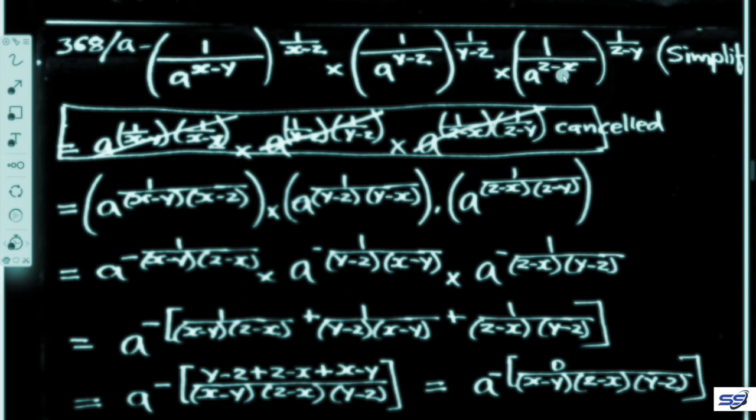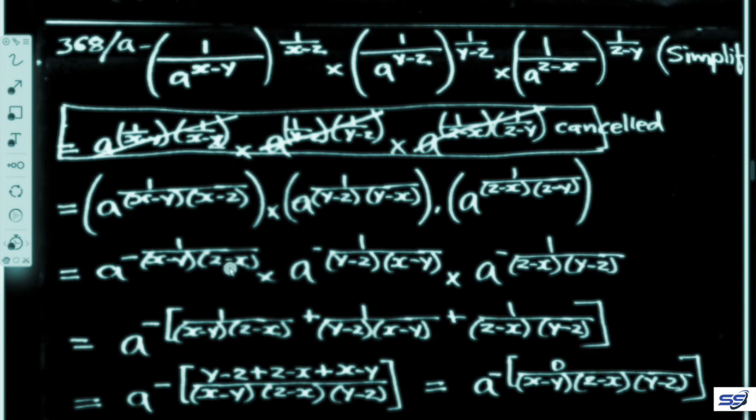Here also same thing, z minus x power and 1 upon z minus y. Both powers shall be multiplied here: a to the power 1 upon (z minus x)(z minus y). Now here 1 is up, and the lower one is inverted, so a minus sign comes in front of the power. Always when the lower one is inverted, a minus sign comes in front of the power. So it becomes a to the power minus 1 upon (x minus y)(z minus x).